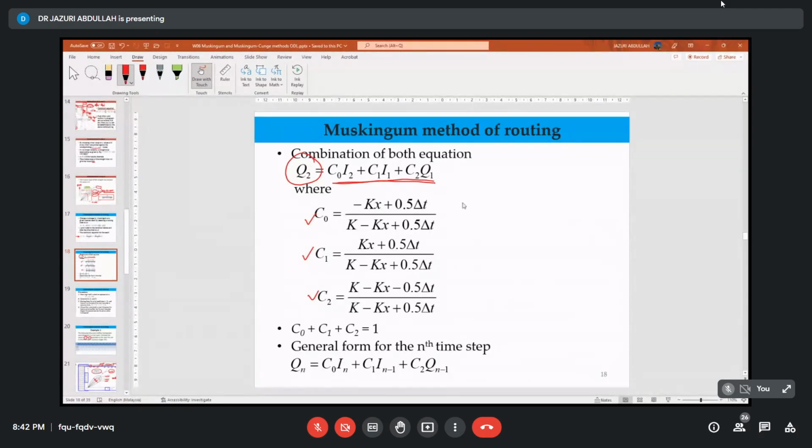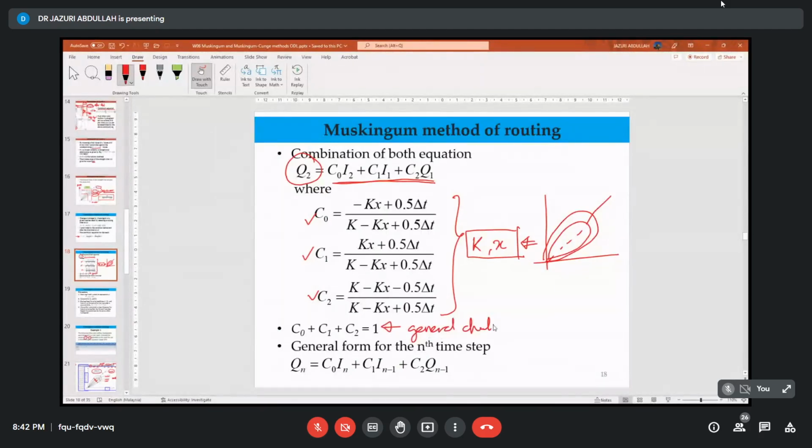In this equation, K and X are from the graph. This is the graph that you draw like this. This is the graph that you get from here. Alright, and then you have C0, C1 and C2. So this is the general check.